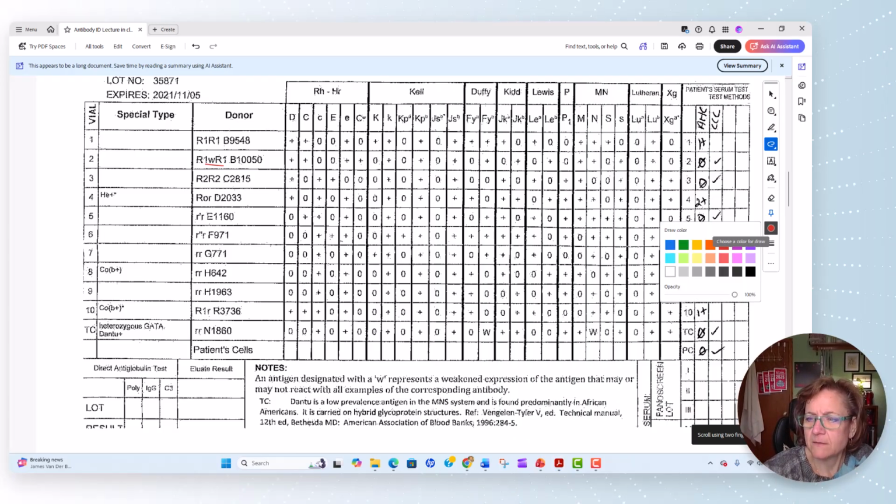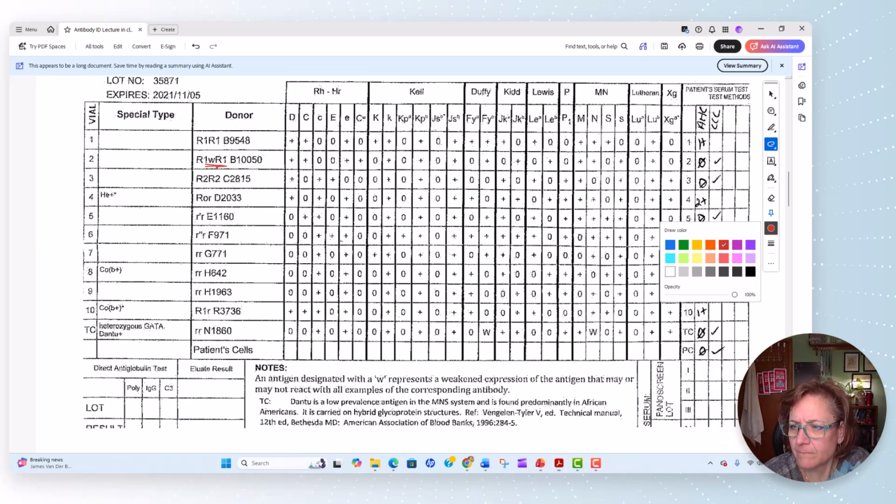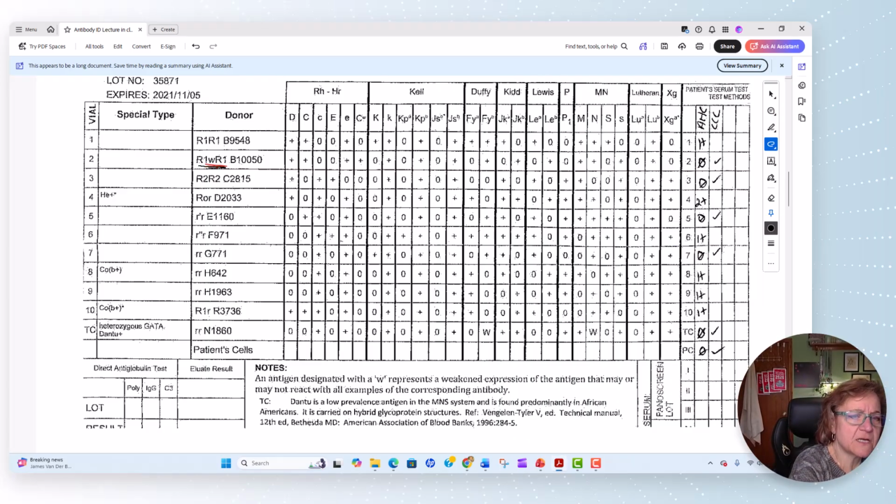Okay, so big R1 here. Oh, it didn't take black. There we go. Okay. Because it's big R1, I know that I got a homozygous big D, double dose gets a double X. So then I look at my big C, little c is negative, big C is positive, it's a double dose, it gets a big X.